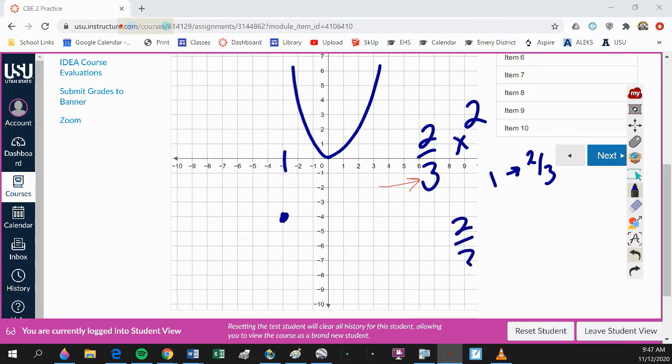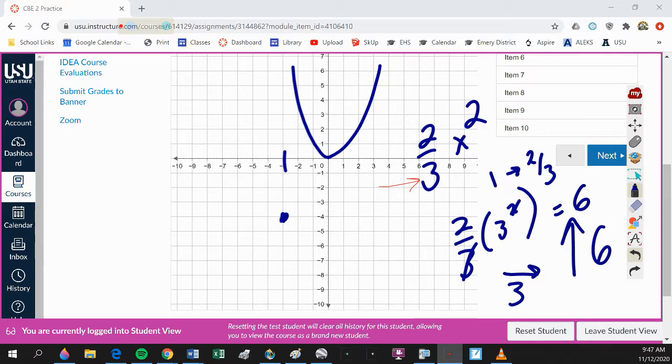So 2/3 times 3 squared, that simplifies to be 6. Which means when we go right 3, we go up 6. And then we can just transpose that into this position. So we go over 1, 2, 3, and up 1, 2, 3, 4, 5, 6.